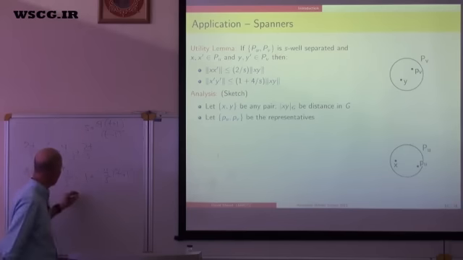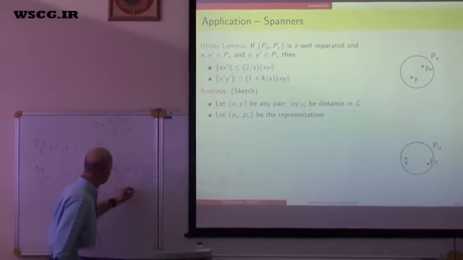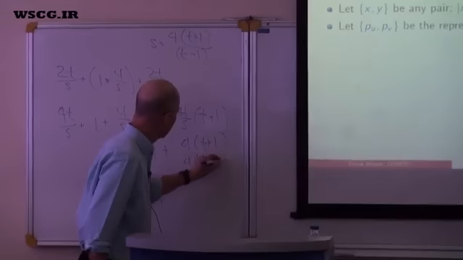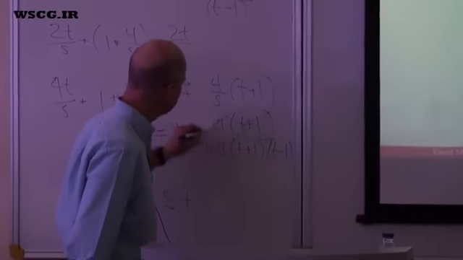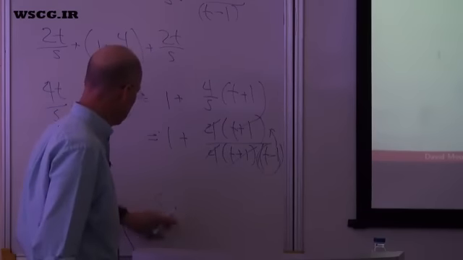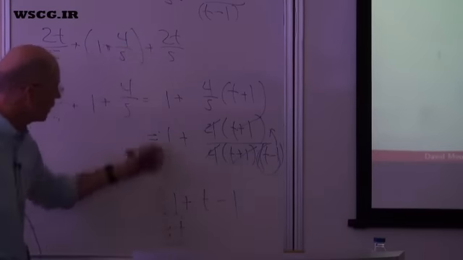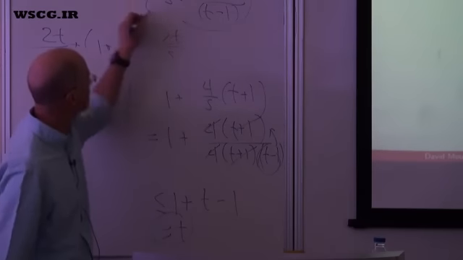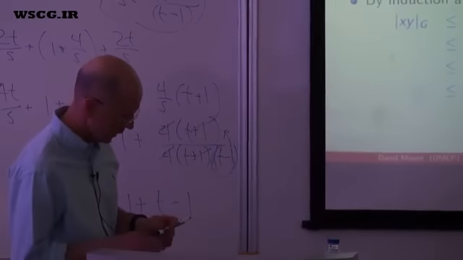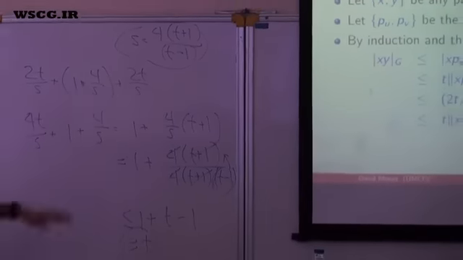So if I plug this value in, what do I get? 1 plus 4 times t plus 1 divided by s. So this is 4 times t plus 1 divided by t minus 1. These cancel, the t minus 1 goes up on top, so this becomes 1 plus t minus 1, and that is equal to t itself. In other words, I've engineered the value of s to give me exactly the spanner stretch factor that I want. Questions about this?